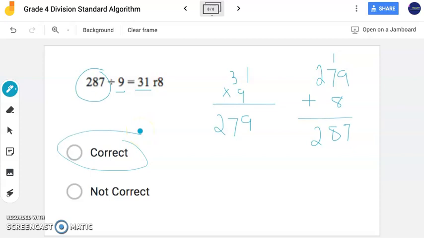I recommend getting scrap paper ready and a nice pencil so you can do these problems on scrap paper, and then you can check your work as well to see if what you did is correct as you practice division using the standard algorithm.